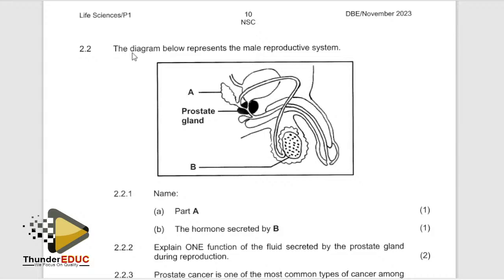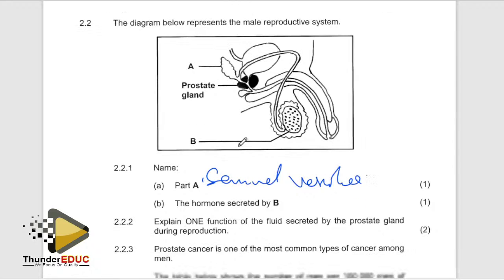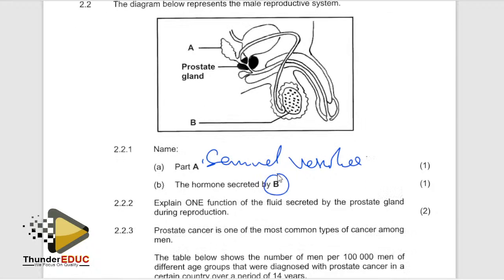Oh my God. All right, the diagram below represents the male reproductive system. I explained to you how you're supposed to deal with it, and I showed you very well. Name the part A. The first gland is the seminal vesicles. Yes, seminal vesicles. Hormone B. They are not asking what it is, they are saying hormone B. Testosterone. Yes, testosterone. Make sure that the spelling is correct.